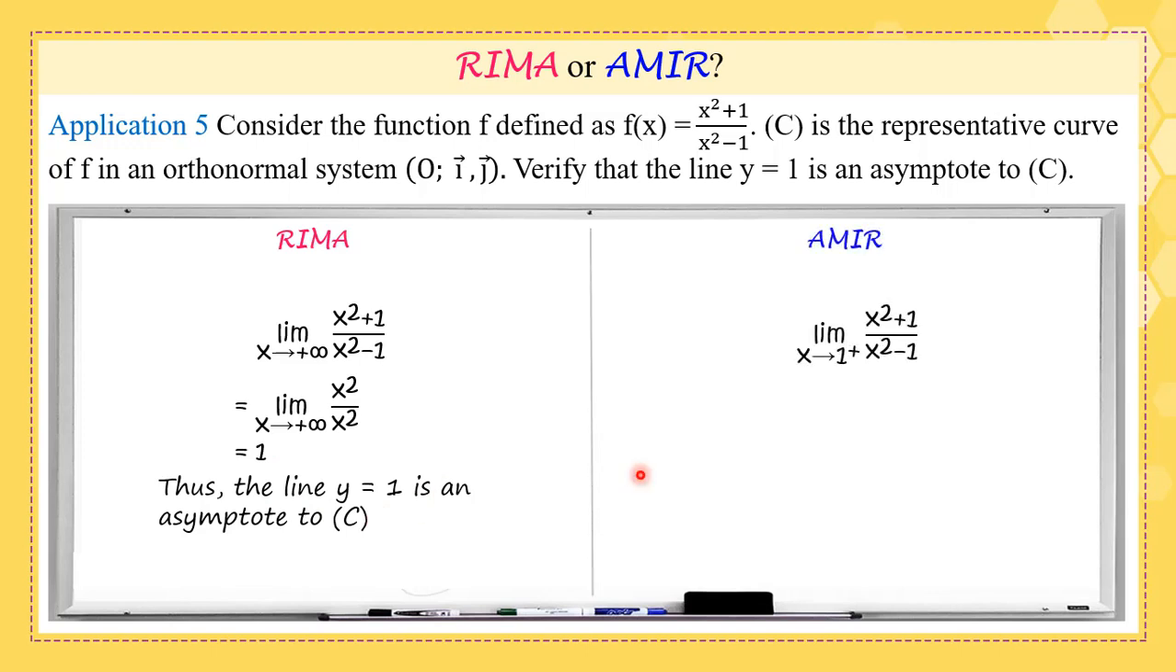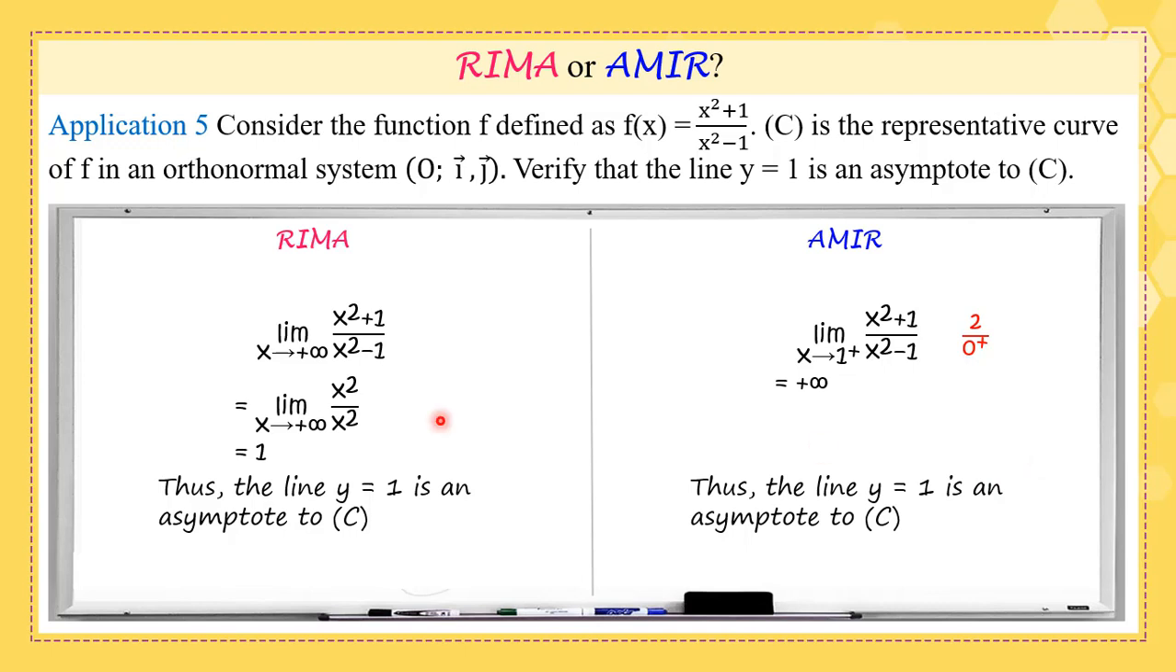Amir, the limit of the function as x tends to 1 plus leads to 2 over 0 plus, which is plus infinity. So y equals 1 is an asymptote to C. Now which method is correct and what is the mistake in the second one?